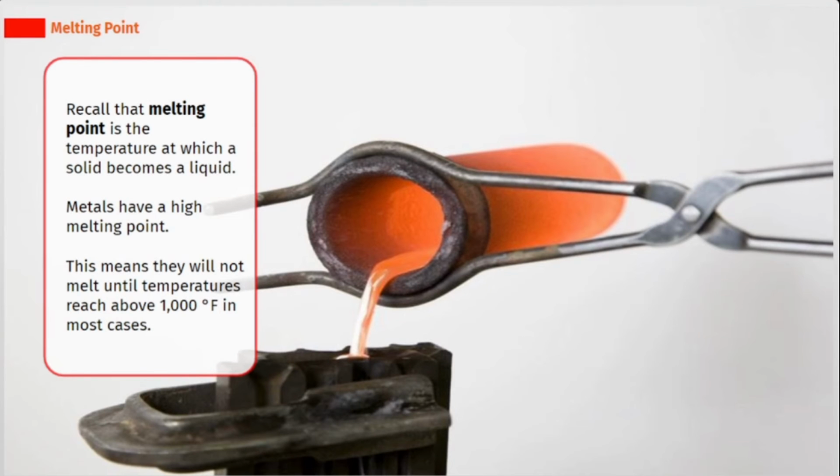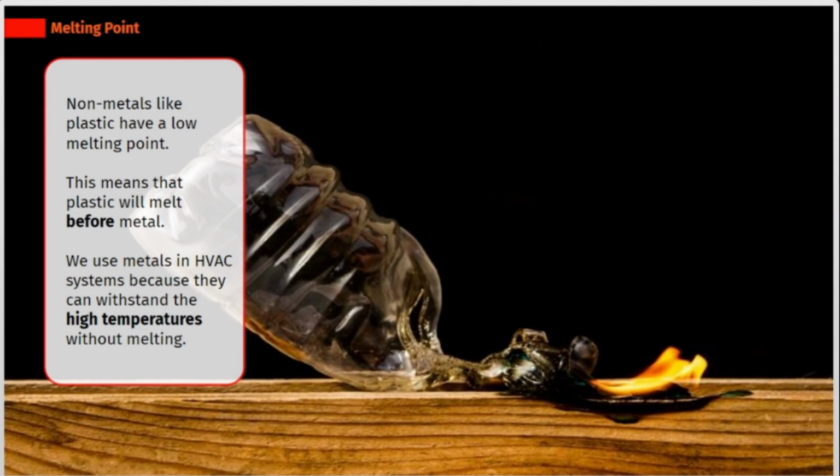Recall that melting point is the temperature at which a solid becomes a liquid. Metals have a high melting point. This means they will not melt until temperatures reach above 1000 degrees Fahrenheit in most cases. Non-metals like plastic have a low melting point. This means that plastic will melt before metal. We use metals in HVAC systems because they can withstand the high temperatures without melting.